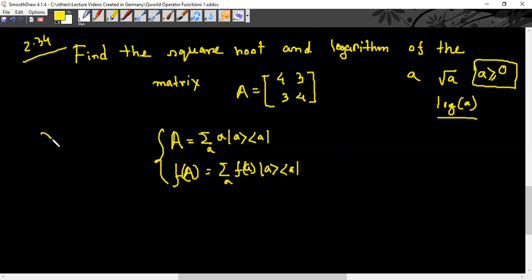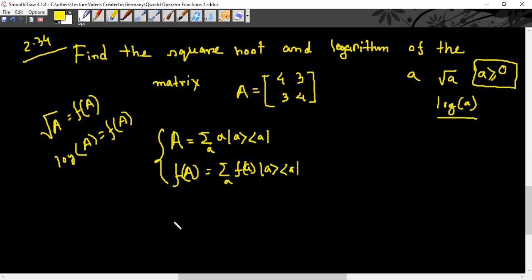The square root function of the matrix will be like this. So this will be the function here, and for calculating the logarithm, our function will be this, right? Just like we used to calculate the exponent of the operator in the last video.